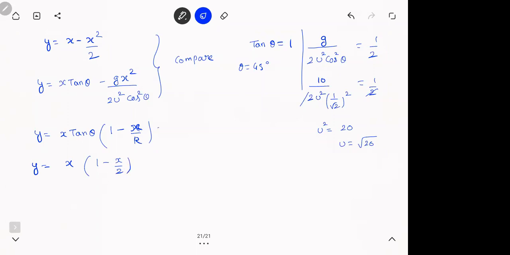If you compare now, you will get tan theta is 1. That's okay. You'll get r is equal to 2 directly. r is the range only. No? Got it? If you compare it with the second form, x tan theta into 1 minus x by r, you'll get the range directly. Now, why do we need to do this?